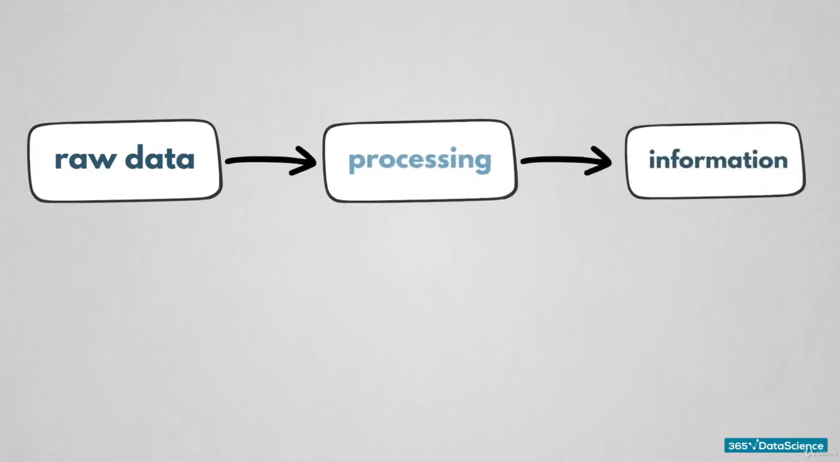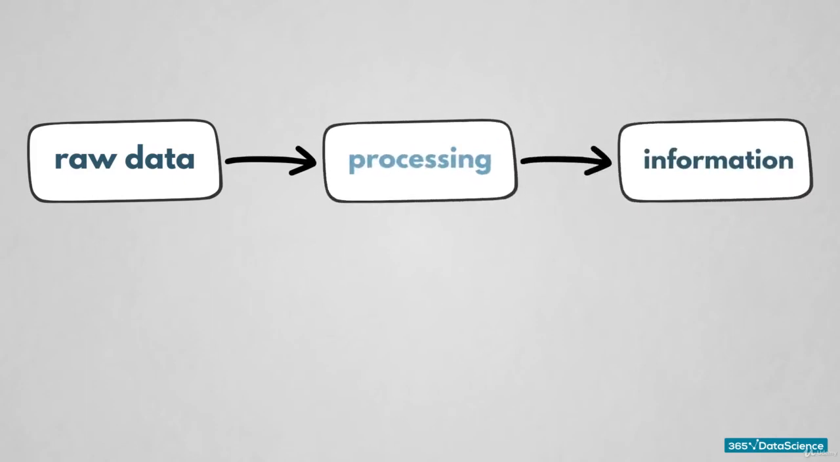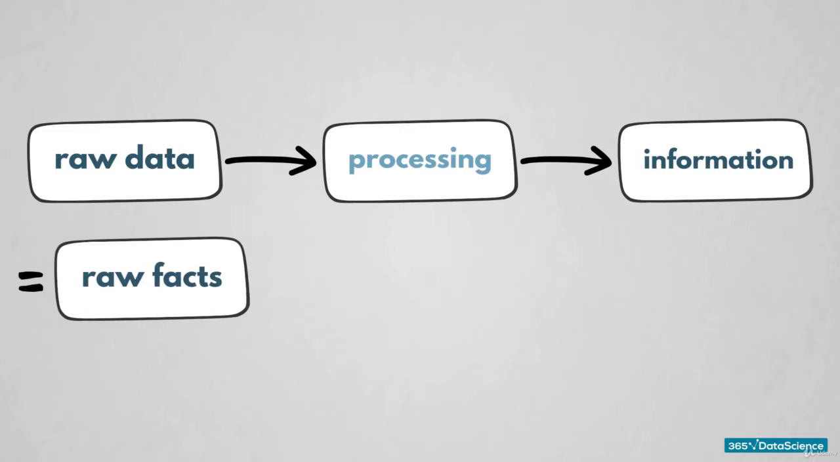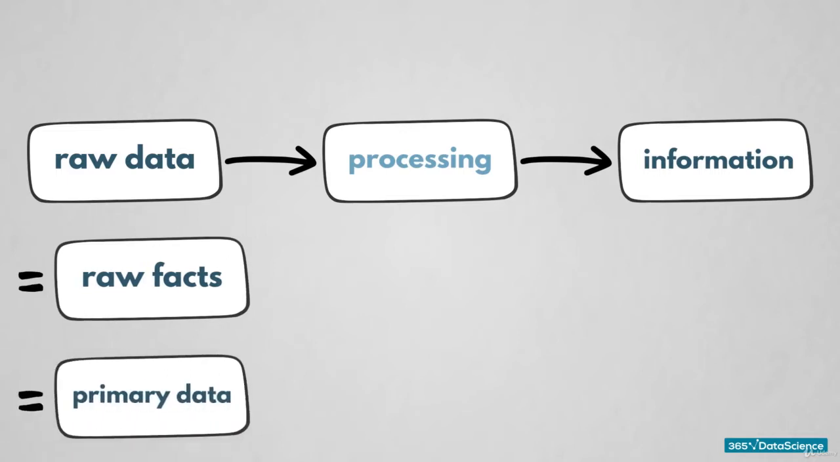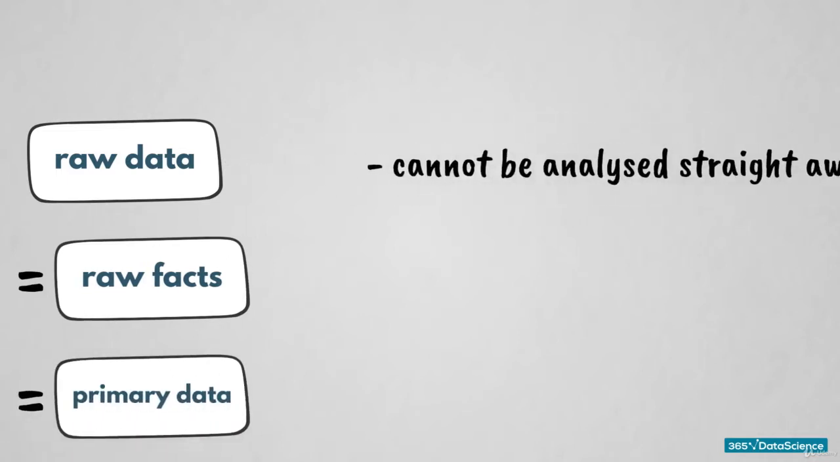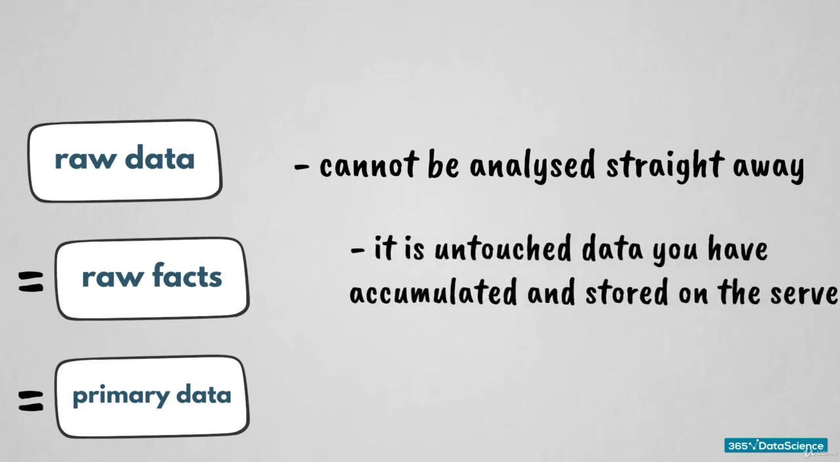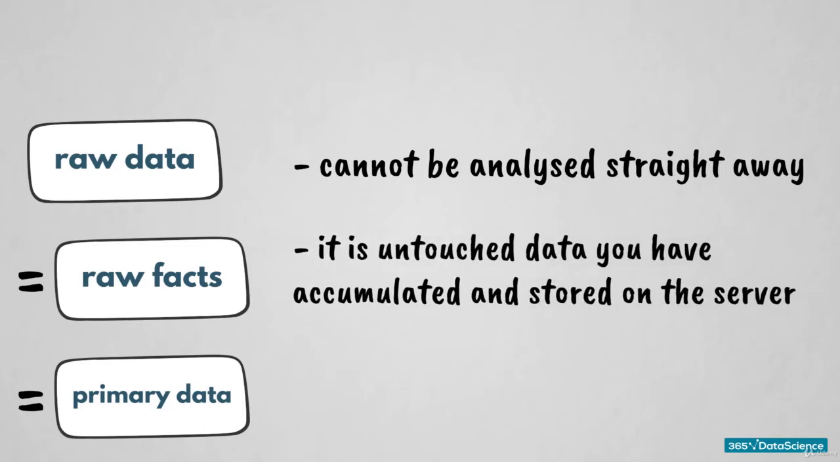Take a look at the following graph. People gather raw data that must be processed to obtain meaningful information. Great! Raw data, also called raw facts or primary data, is data which cannot be analyzed straight away. It is untouched data you have accumulated and stored on the server. The gathering of raw data is referred to as data collection. This is the first step.